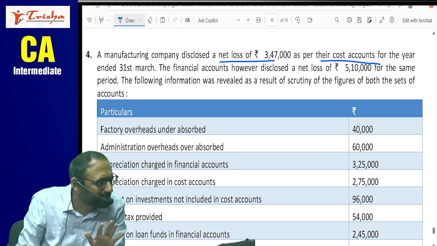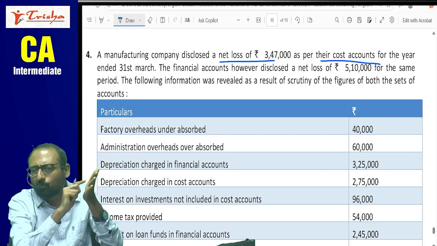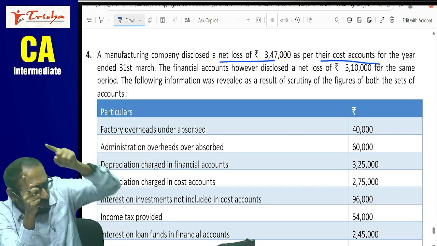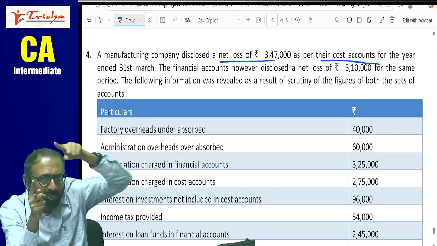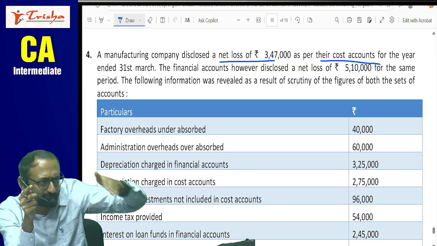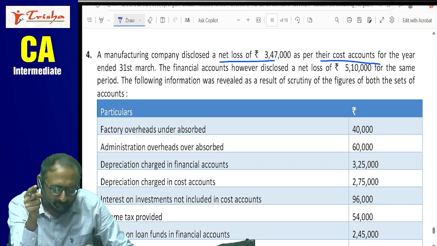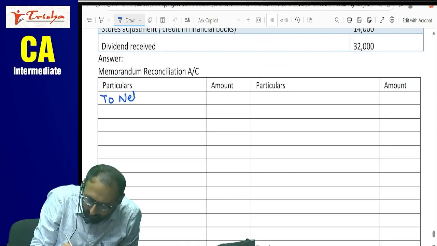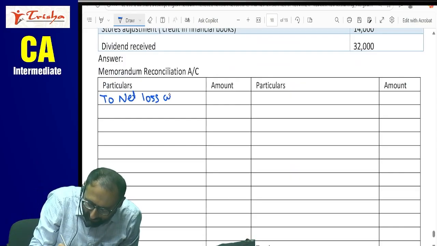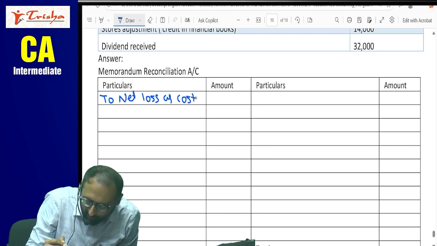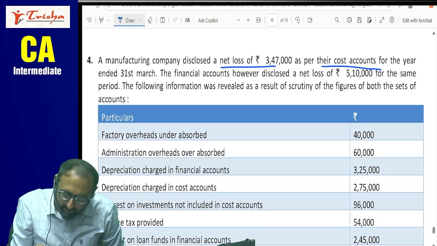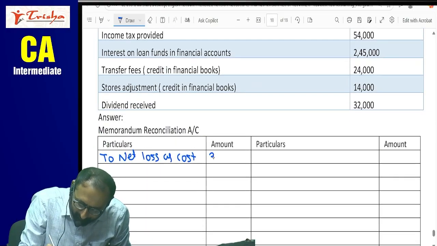I told you a very simple thing. In the P&L account, where do you write loss? P&L account loss, you will write onto the credit side. If the same loss is brought down, I am getting it down, so you'll have to write onto the debit side. Correct, sir? So I'll write here: to net loss as per cost record brought down. Can you please tell me how much is your amount? Is it 3,47,000?